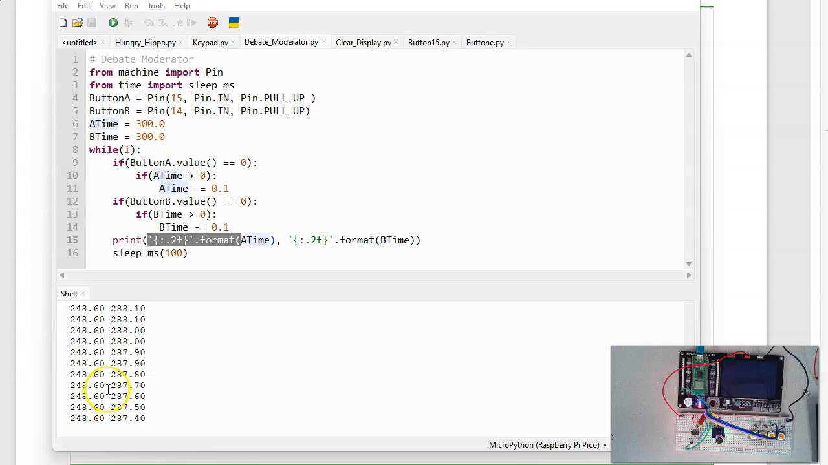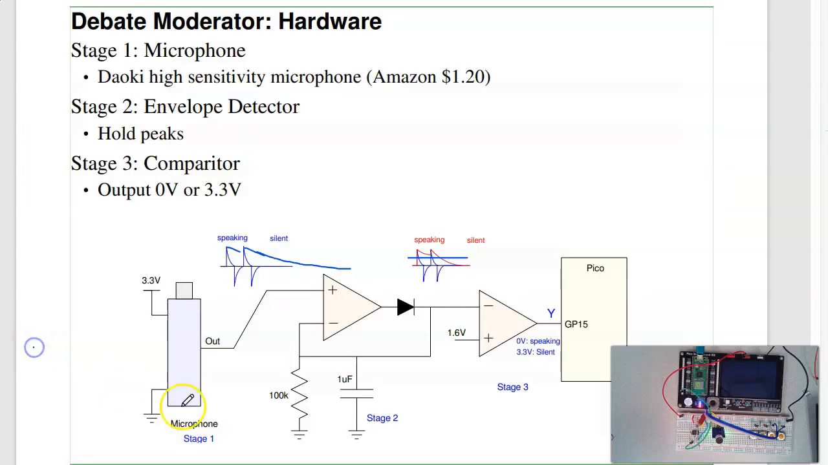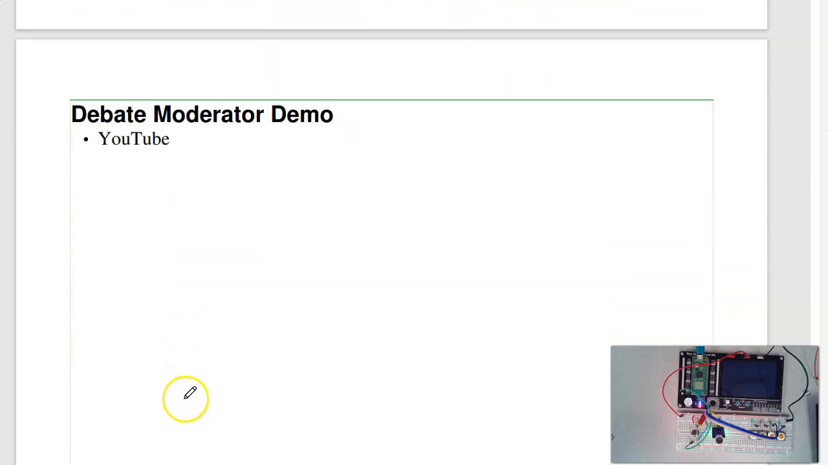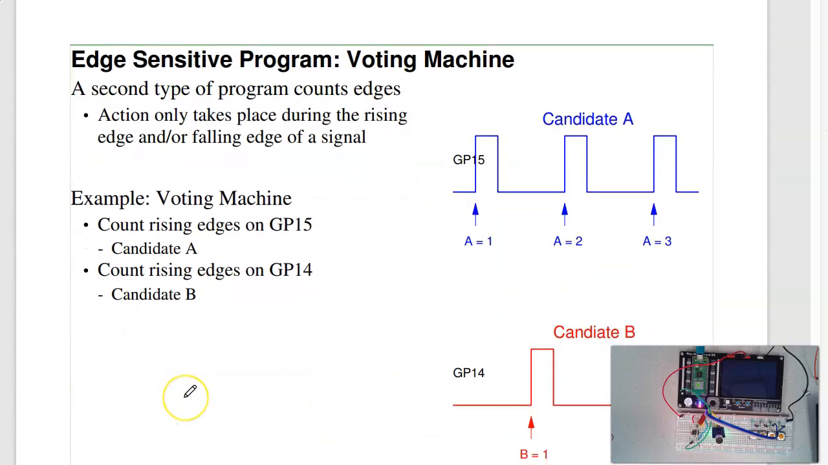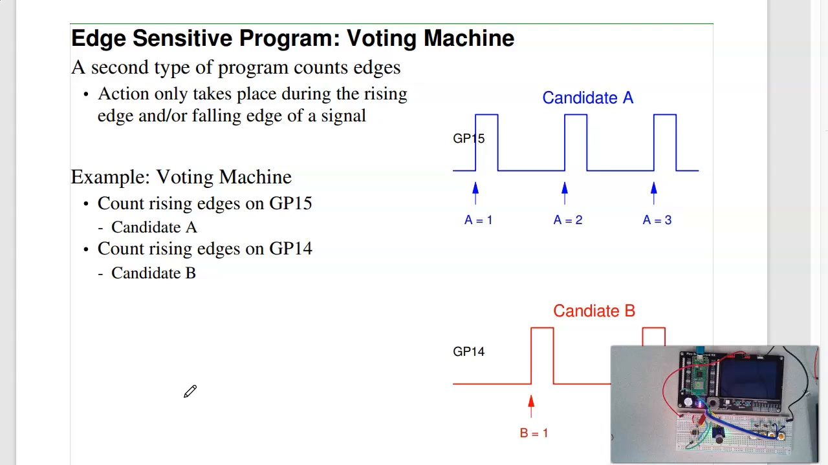That's an example of a level-sensitive program. As long as the level is 1, or in this case 0, it does something, decrements my time. While it is 3.3 volts, it does something else, doesn't decrement my time. Okay, that's a level-sensitive program. How about an edge-sensitive program?